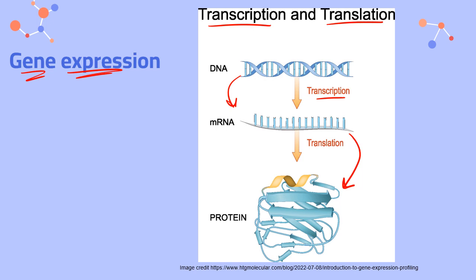Couple extra little vocab words to think about: the genome of a cell or an organism is the entirety of all of its genes. The transcriptome of a cell, a tissue, an organism is all of the messenger RNA transcripts that it makes. And then the proteome is the collection of all of the proteins of a cell or a tissue or a system, whatever it is that we are looking at.